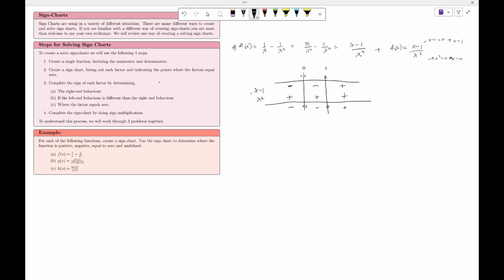Now we're going to answer our three questions. Where is f of x greater than 0? Where is f of x less than 0? Where does f of x equal 0? And where is f of x undefined? So greater than 0, this is x in the interval 1 to infinity. If I look at the sign chart and think of it as a number line, not including here, positive. That's where I am greater than 0.